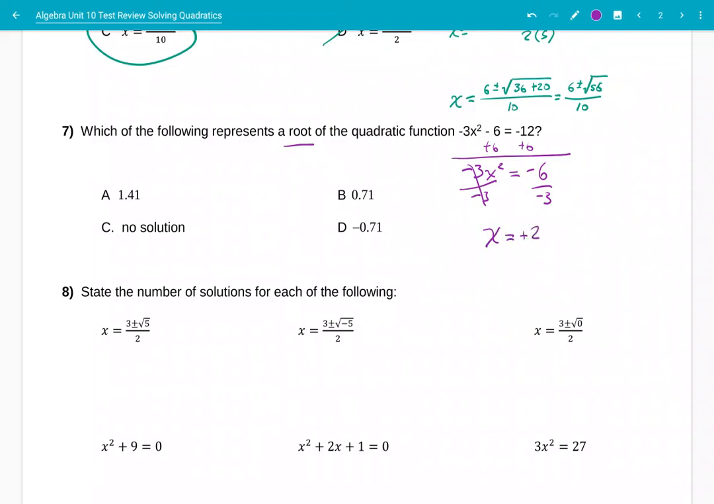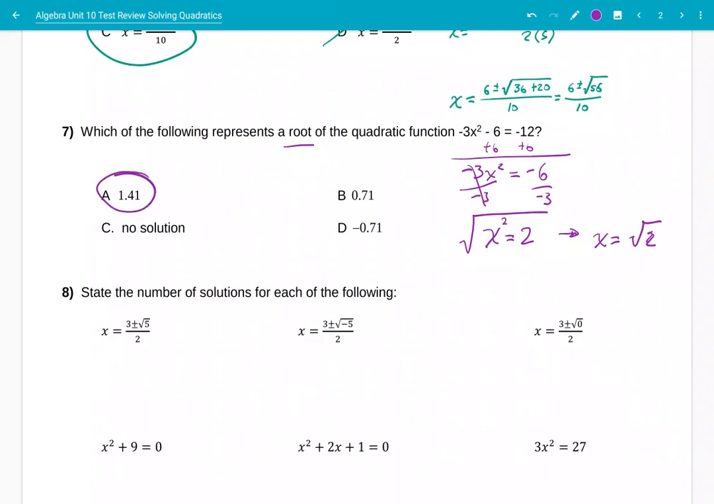So that gives me x squared equals positive 2. I'm sorry, x squared. It gives me a positive 2. So yeah, there we go. Let's take the square root of both sides. x equals the square root of 2. So let's see. I'm going to plug that in my calculator and see the square root of 2. The square root of 2 is 1.41. So it's this right there. There we go. There's a root.